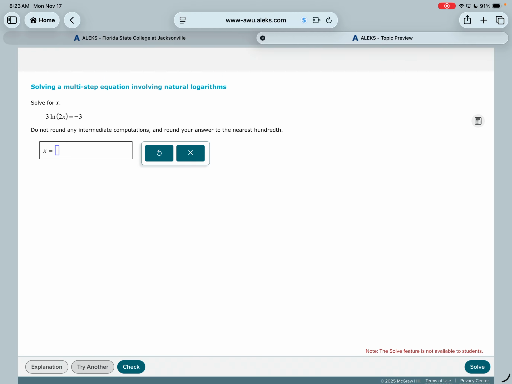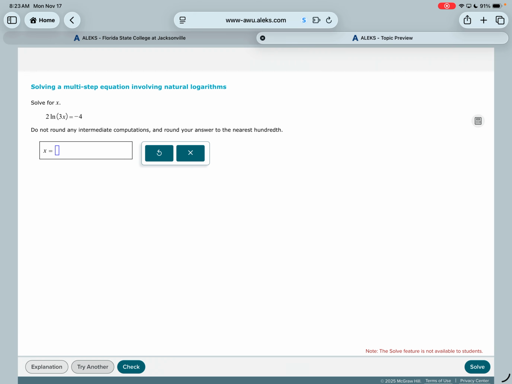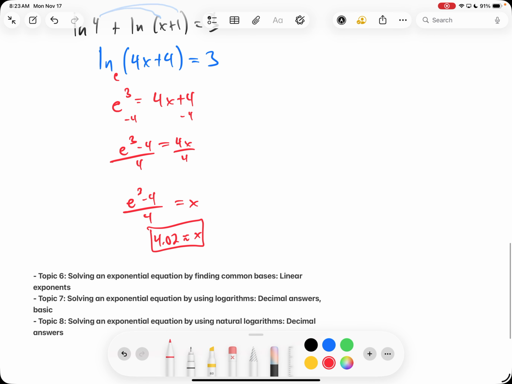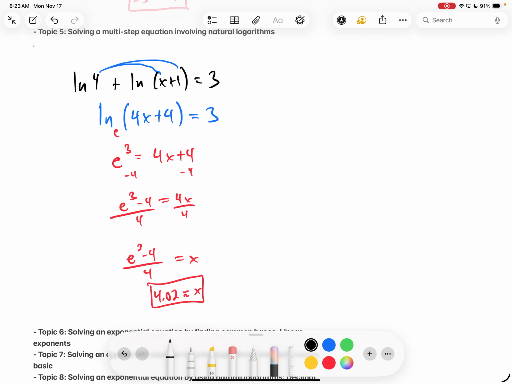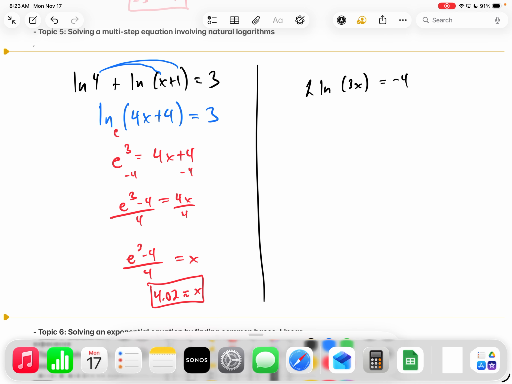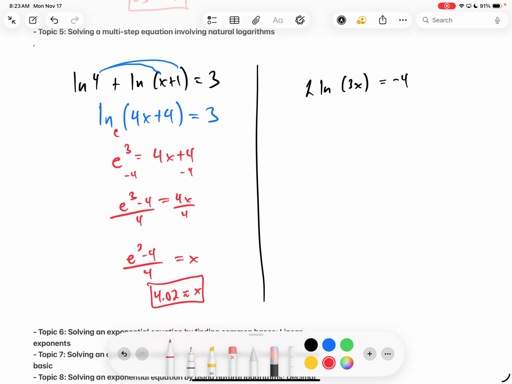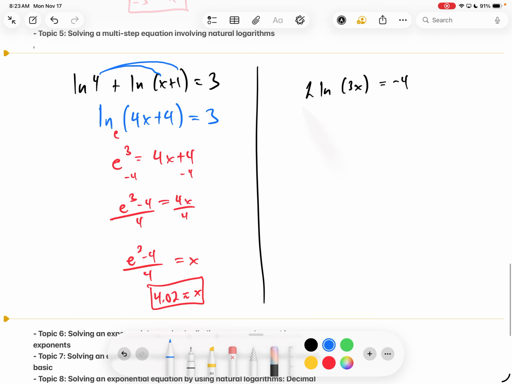On those, you're just going to divide by 3. I guess I didn't do one like that, so I can do it real quick. Oh, man, now I can't get back to one. 2 ln of 3x equals negative 4. Okay, on this one, divide both sides by 2, so I get the ln of 3x equals negative 2.